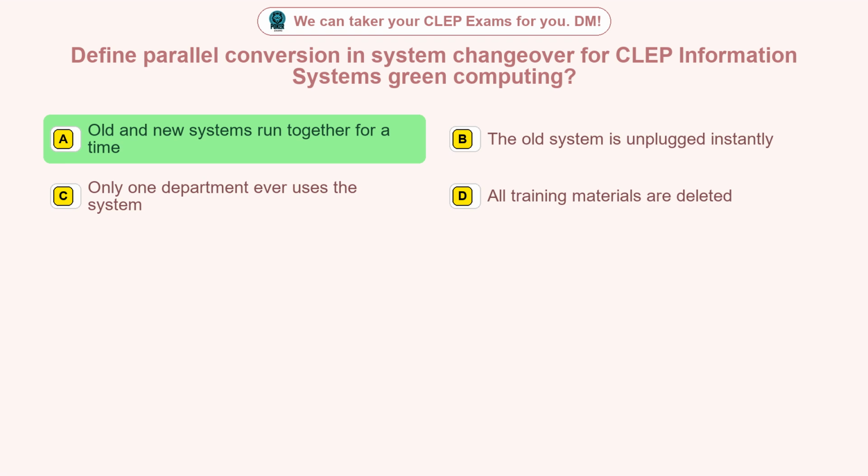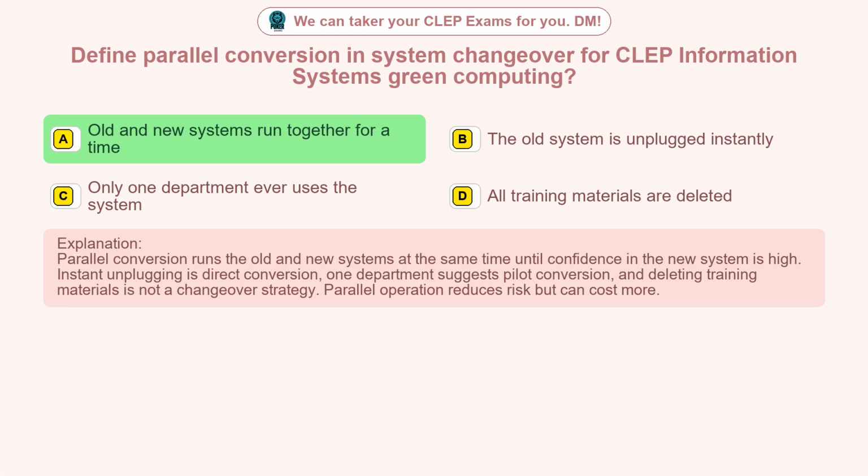Old and new systems run together for a time. Parallel conversion runs the old and new systems at the same time until confidence in the new system is high. Instant unplugging is direct conversion. One department suggests pilot conversion, and deleting training materials is not a changeover strategy. Parallel operation reduces risk but can cost more.